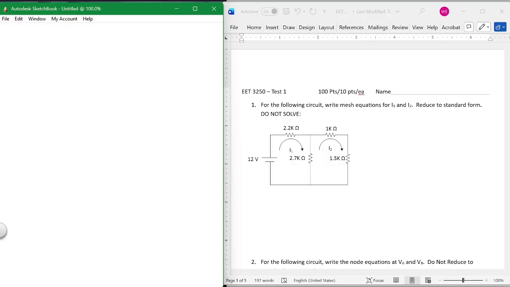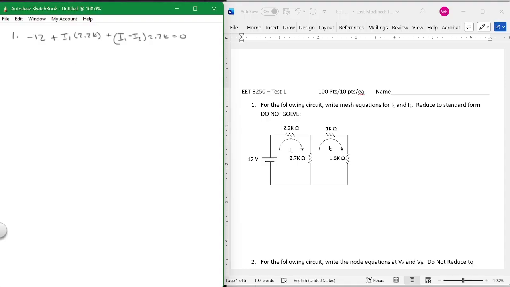But anyway, you start at some point. I usually say start in the lower left-hand corner, and you start writing. It's minus 12. If you walk into it from the minus side, you write minus. If you walk into it from the plus side, you write plus. So it's easy. Minus 12 plus I1 times 2.2k plus, where they fight, you write (I1 minus I2) times 2.7k equals 0. Any questions about that? That's one equation.